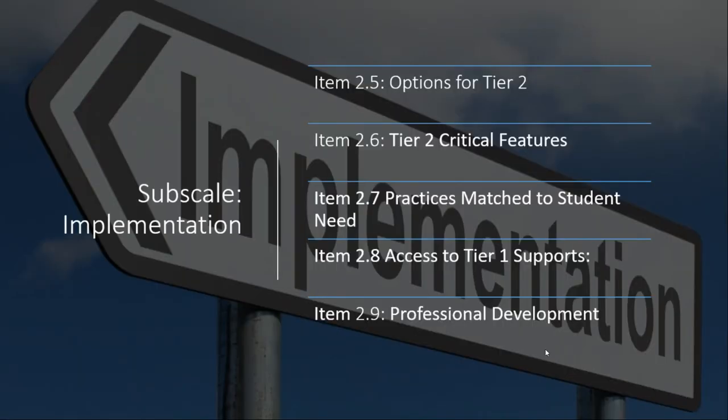The next subscale is that implementation, looking at that overall implementation of the Tier 2 supports. So item 2.5 is looking at those options for Tier 2. Item 2.6 is looking at those Tier 2 critical features that should be in place. Item 2.7 is looking at practices matched to student need. Item 2.8 is looking at how students have access to Tier 1 supports. And item 2.9 is looking at the professional development that has been planned for the student personnel.